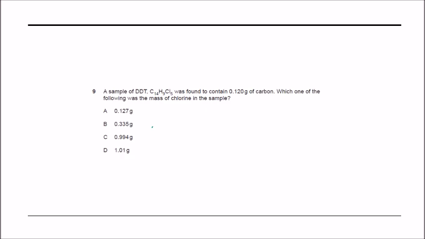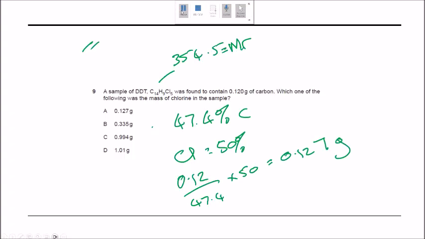This is one I just threw in towards the end because I thought it was a reasonable calculation for you to have a go at. It's not a combustion calculation, so have a go at it, see what you think. It's always good to practice your calculations. So hopefully you're able to have a go at that.